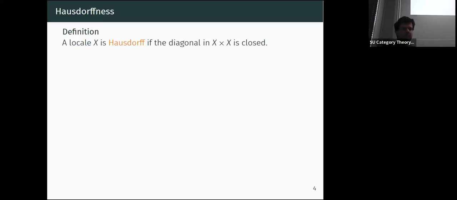Okay, so now we can talk about Hausdorffness. A locale is going to be Hausdorff if the diagonal is closed. This is a known characterization of Hausdorffness for spaces: a topological space is Hausdorff if the diagonal is a closed set. So what do I mean by the diagonal? We have X cross X, and I guess we can use the universal property.